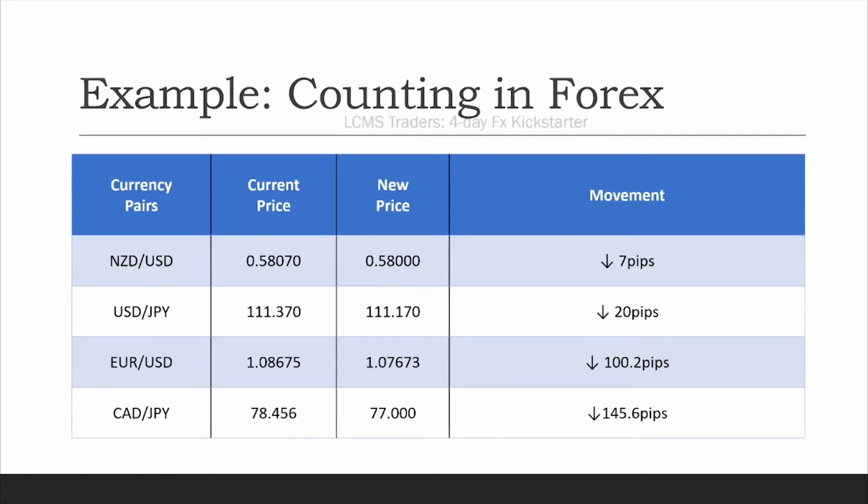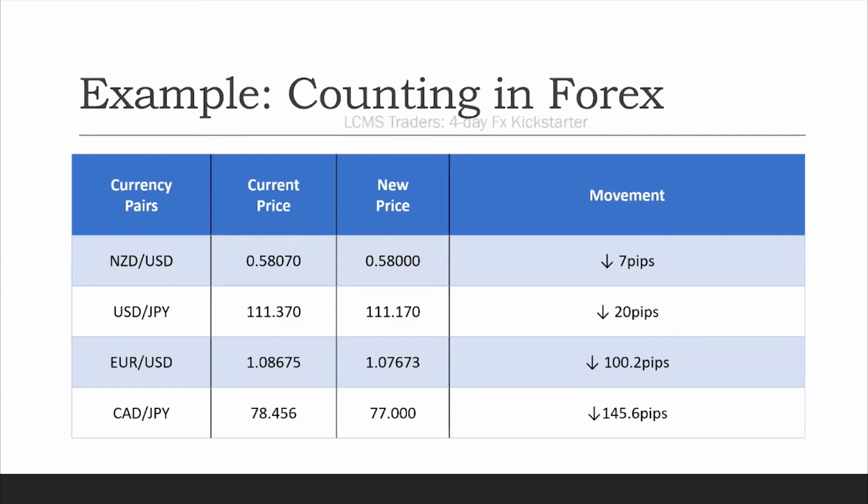On the flip side, on the downward move, I'll go through this a little bit faster because I think it might be quite straightforward to you. New Zealand US dollar from 0.5807 to 0.5800 it's gone down by 7 pips. US yen 111.37 to 111.17, down 20 pips.